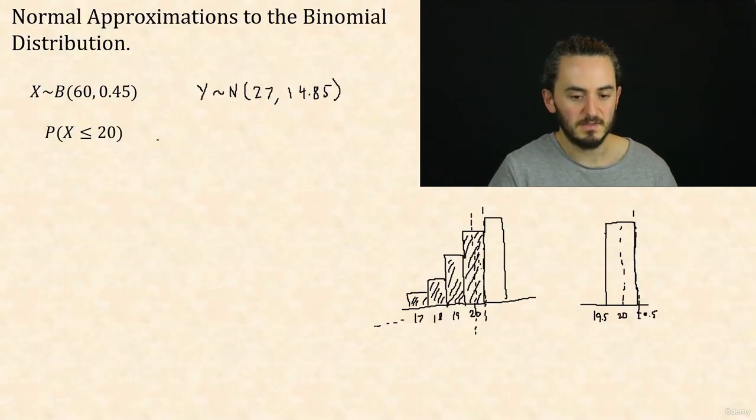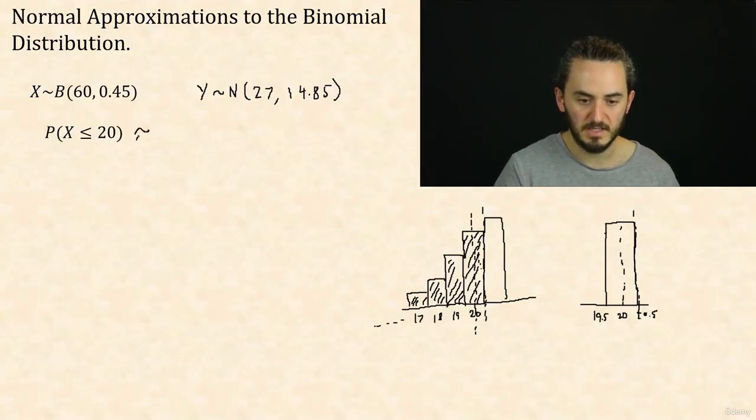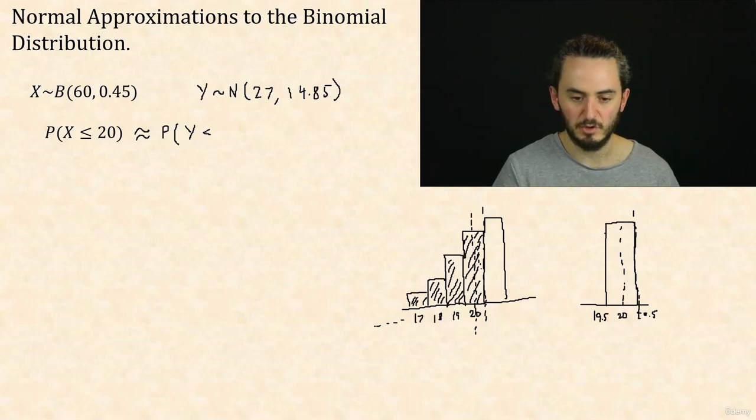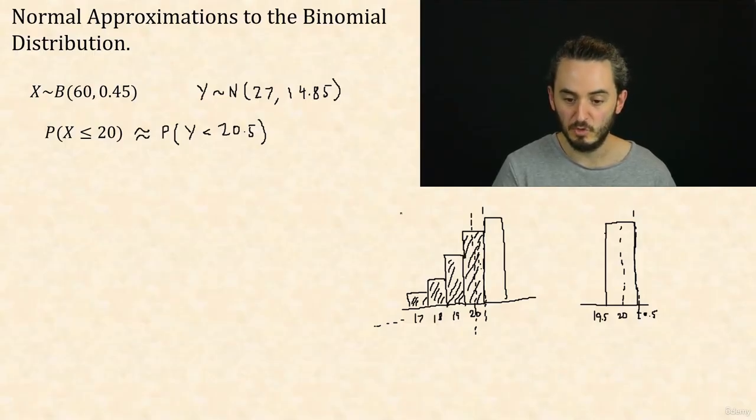So what that means is that to approximate this, that is going to be approximately equal to the probability that Y, our new normal distribution, is less than or equal to, or less, remember it doesn't matter with normals, is less than 20.5. So you can see it really does matter with binomials, because less than 20 just wouldn't include that bar at all. But since it's less than or equal to 20, it does. And since it includes that bar, we need to go all the way up to 20.5.